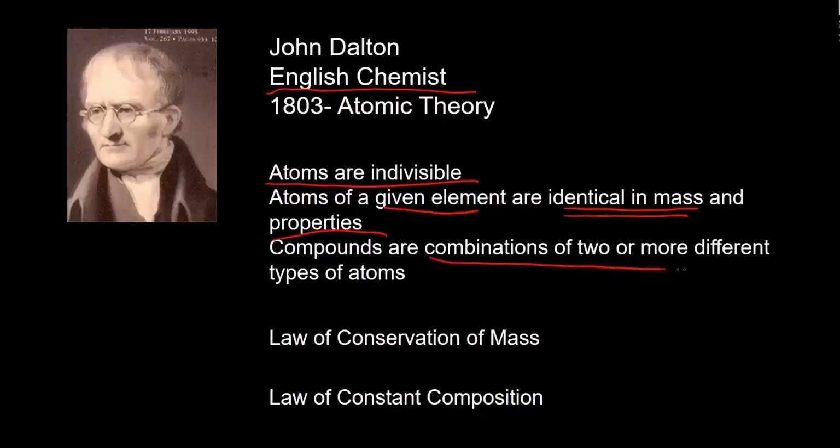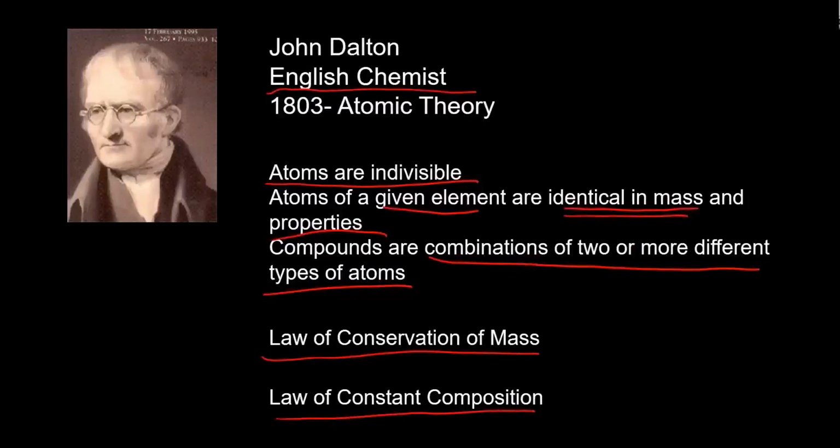Compounds are combinations of two or more different types of atoms. And we know that when we get a compound, we have atoms that are different, that are joined together in bonding. Then he consolidated this law of conservation of mass, which means that in a chemical reaction, the mass of the reactants will be conserved in the mass of the product. And then he came up with the law of constant composition, which means that if you've got a compound, that compound is not going to change its composition. It is going to remain the same. So if we have something like copper sulfate, it is going to stay copper sulfate.